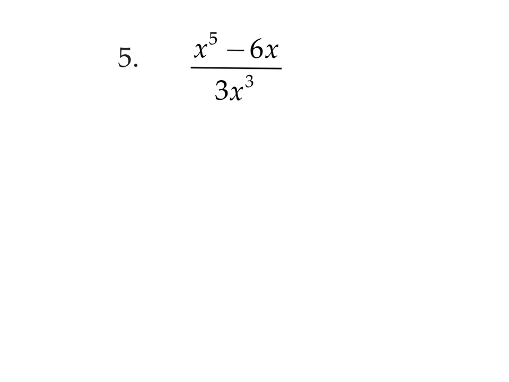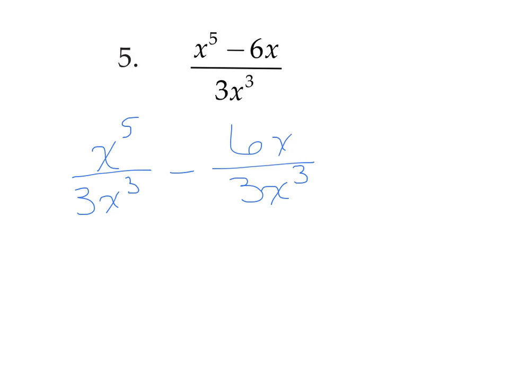Number 5 is the same type of question. We're going to make 2 different fractions. X to the 5th over 3x cubed minus 6x over 3x cubed. There's nothing to reduce with this 3, so we're going to have to keep the denominator open here. We can reduce these x's, subtract the exponents. You have 2 left over. They will be on the top. So we have x squared over 3.